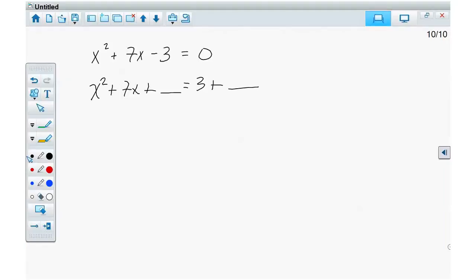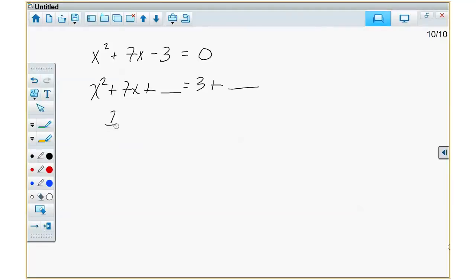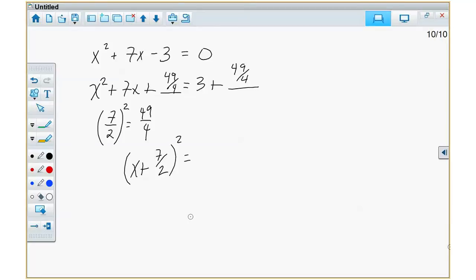What's 7 divided by 2? 7 halves. What's 7 halves squared? 49 fourths. x plus 7 halves, quantity squared, is equal to what? 12 fourths plus 49 fourths. Oops, 49 over 49. I just made up a new problem again.